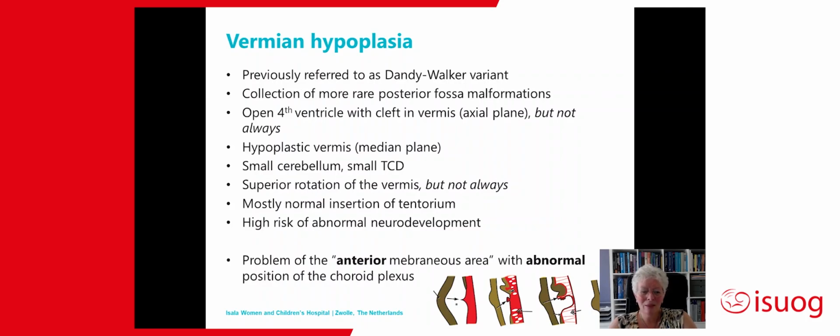The vermian hypoplasia is a collection of more rare posterior fossa malformations, also with an open fourth ventricle when you look in the axial plane. If you look at the sagittal plane, you have a hypoplastic vermis, often a small cerebellum, so a small TCD, a superior rotation of the vermis, but not always. And mostly you have a normal insertion of the tentorium, and there's a high risk of an abnormal neurodevelopment. And this is also a problem of the anterior part of the membranous area with an abnormal position of the choroid plexus.